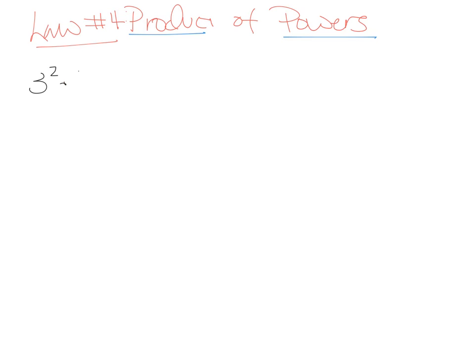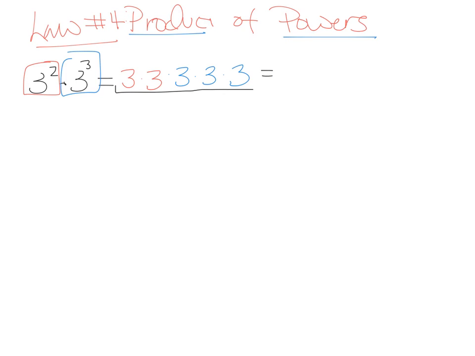So if I have 3 squared times 3 cubed, I can take 3 squared and expand that out to say 3 times 3. Yes? And I can take 3 cubed and I can expand that to say 3 times 3 times 3. Yes? So now, how many total 3's do I have in the center? Well, I have 5. So that makes 3 to the 5th power. And 3 to the 5th power is 243.